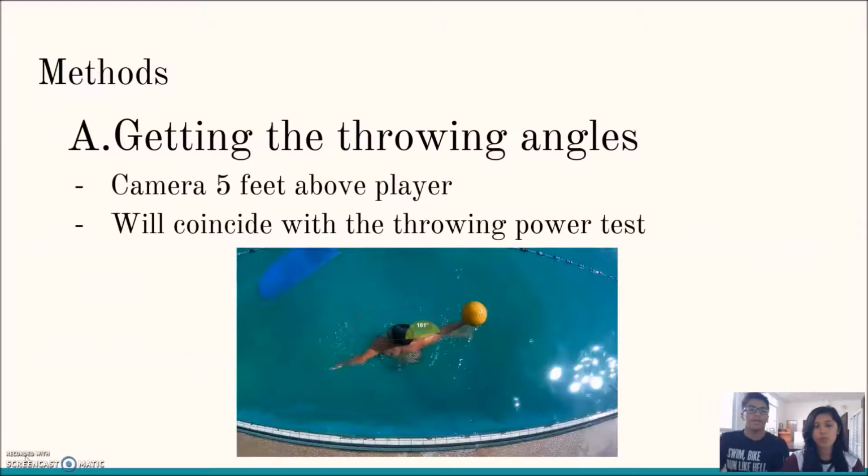So first, getting the throwing angle. All videos will be shot from a camera which is 5 feet above the player, and so this will coincide with the throwing power test because just like that test, speed is a factor here, and the rotational angle will be taken from the preparation phase, which is the stance before you throw the ball, up to the end of the throw when the ball will be released.